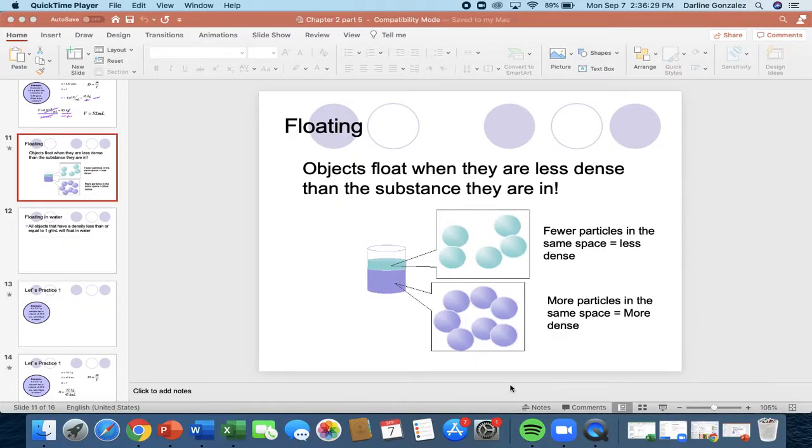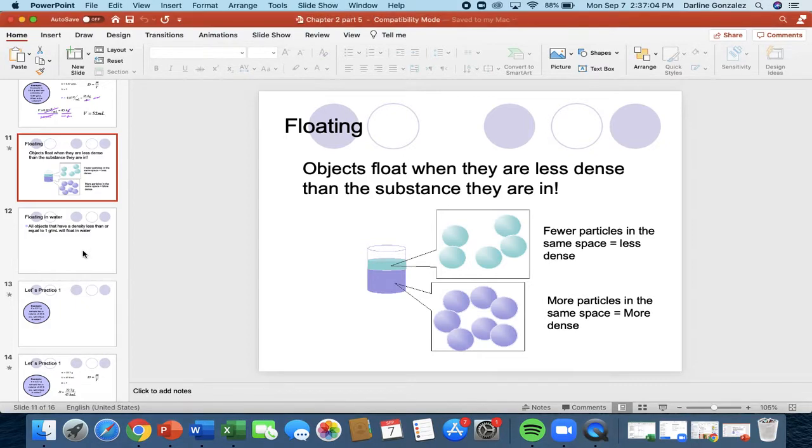Ask yourselves, why is it that certain objects float in water? Well, the reason has to do with density. Objects that have less density than the substance that they are in tend to float on top of it. So for example, you will float in water just like your beach ball will float in water, just like, let's say, your lifesaver will float on water. And it all has to do with the fact that these objects have less density than the water that they are normally floating in.